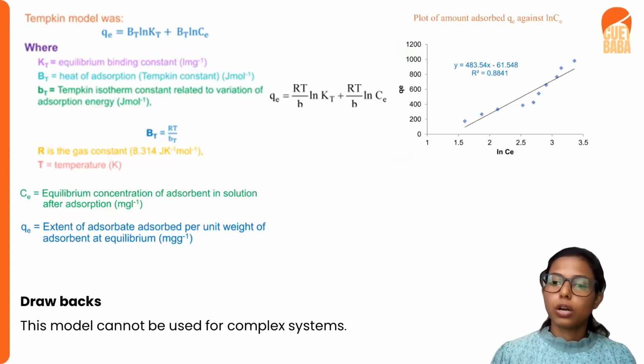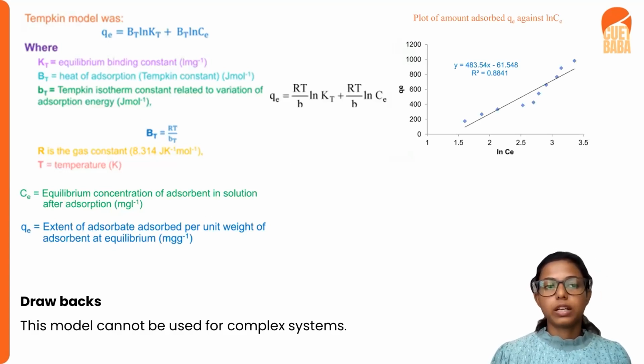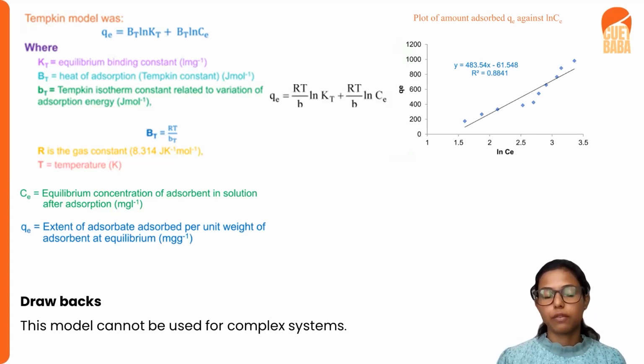Next, we only have to understand the equation of the Temkin model. Here, QE is equal to BT ln KT plus BT ln C. This is the equation of the Temkin model. Here, KT is the equilibrium binding constant, and BT is equal to the heat of adsorption. It is already said in the assumptions about the heat of adsorption of each molecule. So BT here we consider as the heat of adsorption, and small bt is the Temkin adsorption constant, and it is related to the variation of adsorption energy.